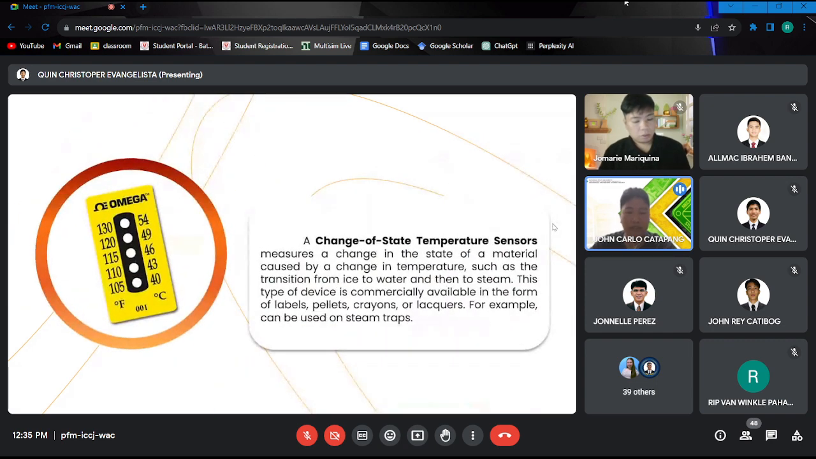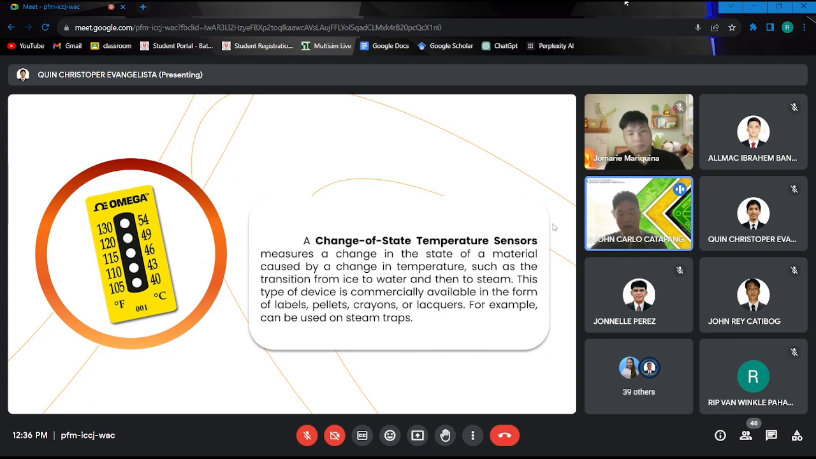And ang isa po nating instrument is change of state temperature sensors. A change of state temperature sensor measures a change in the state of a material caused by a change in temperature, such as the transition from ice to water and then to steam. This type of device is commercially available in the form of labels, pellets, crayons, or lacquers. For example, it can be used on the steam traps.